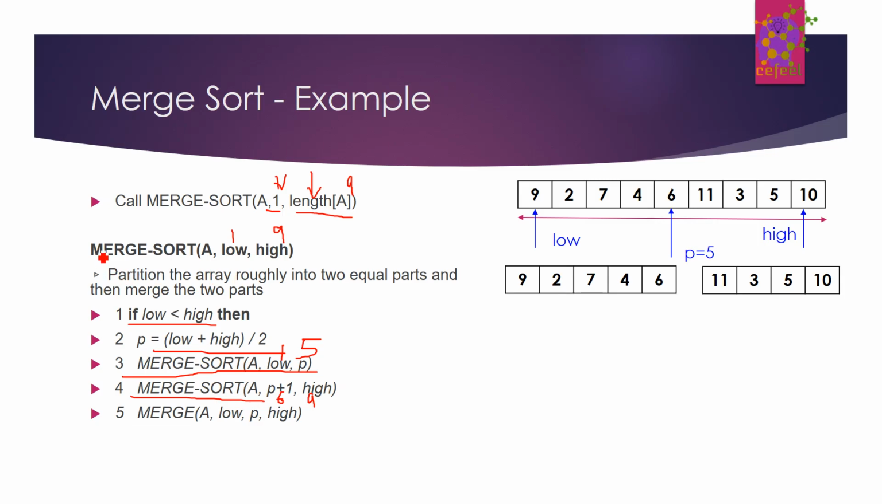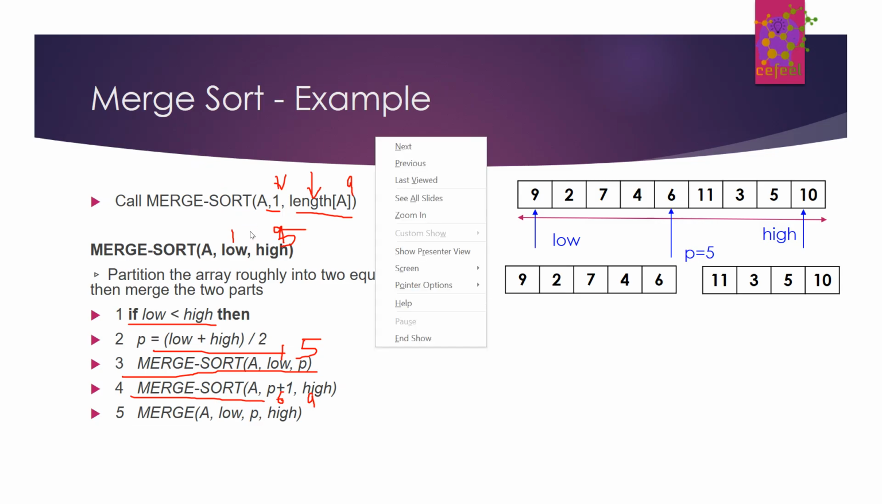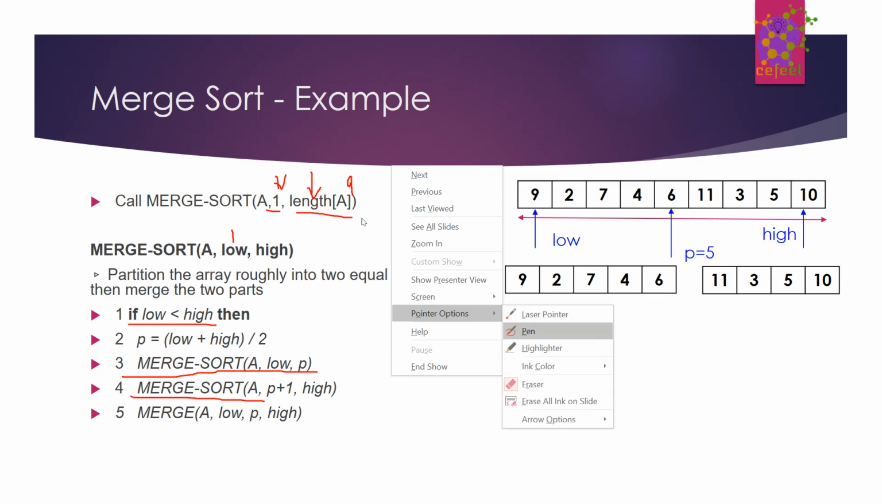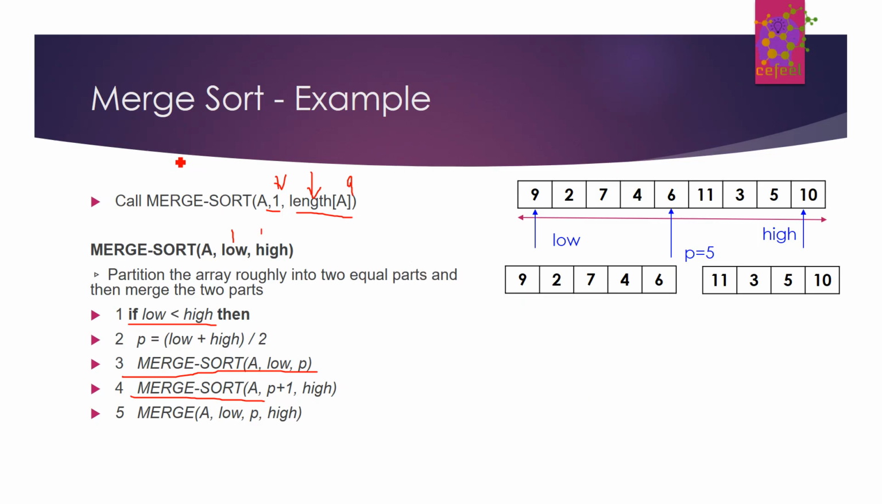Then finally we have merge A, low, p, high, which we will discuss later. Because of merge sort 1, 5, it is a recursive call made to merge sort. It will pass low as 1 and high as 5 to the algorithm again. Once 1 and 5 is called, which means the left half of the array is created, we again check whether low is less than high.